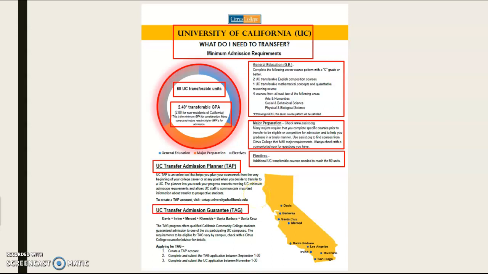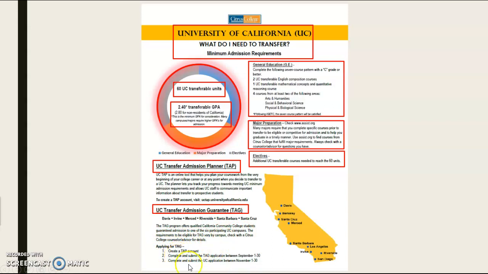The UCs also have a transfer admission guarantee program. As you can see from the map, these are the UC campuses. Six of them, UC Davis, UC Irvine, UC Merced, UC Riverside, UC Santa Barbara, and UC Santa Cruz, participate in TAG, where TAG offers qualified community college students guaranteed admission to one of these participating campuses. The requirements vary by campus. Check with a Citrus College counselor or advisor for details.